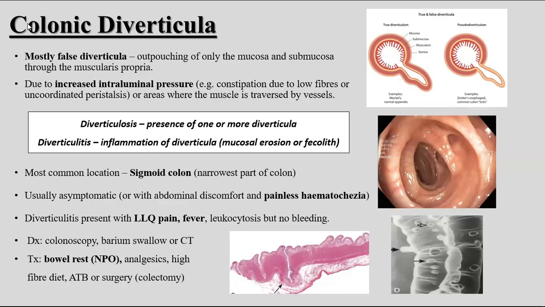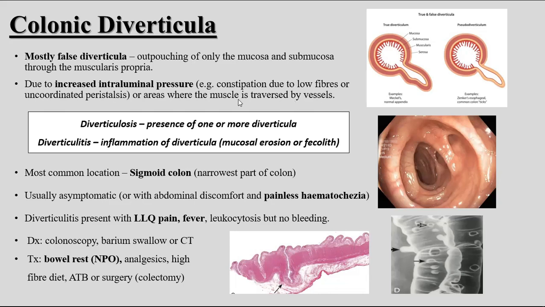So the next thing we're going to talk about is colonic diverticula. So diverticula, like we already spoke about, there's true and false diverticulum. So even in the colon, mostly they're false diverticula. So there's outpouching of only the mucosa and the submucosa through the muscularis propria. Like we already said, false diverticula are usually pulsion ones. So there's some kind of increased intraluminal pressure, which can be, like we said, because of red meat or decreased fibers, increased fat, or just in general uncoordinated peristalsis.